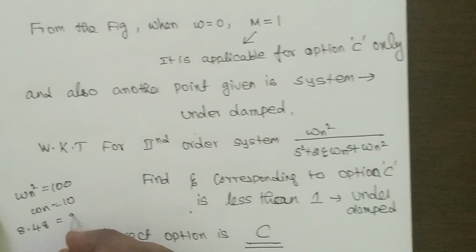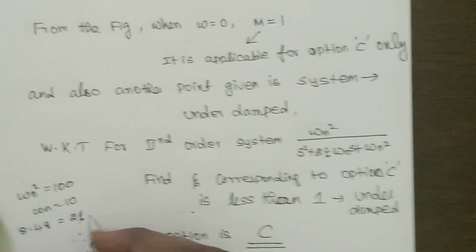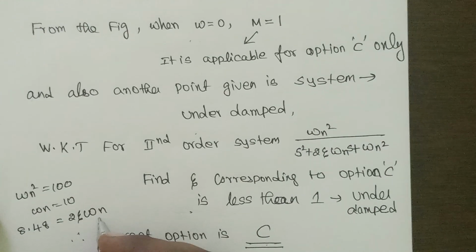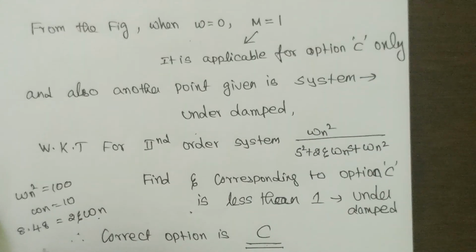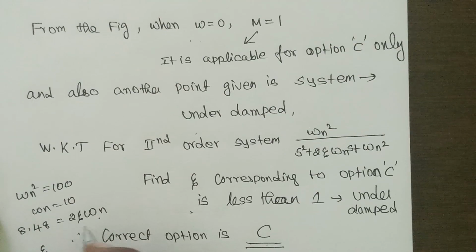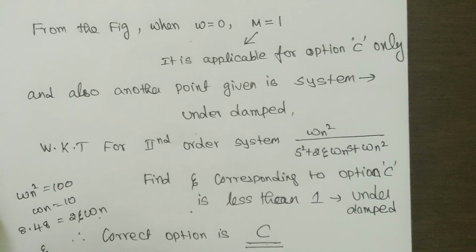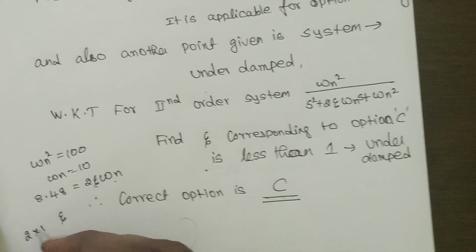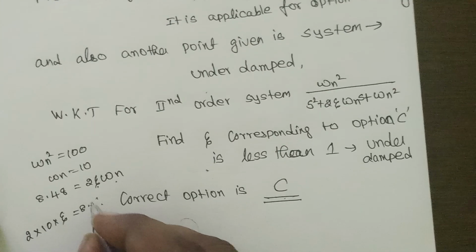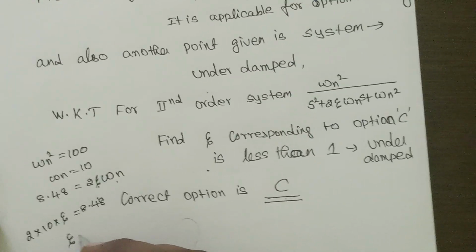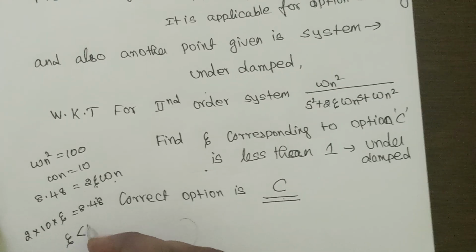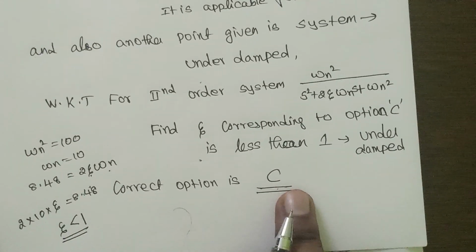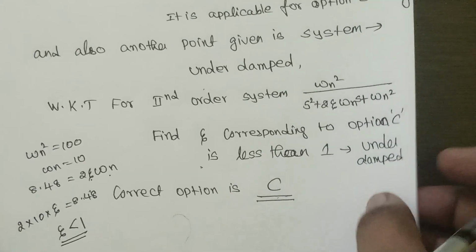And 8.48 is equal to 2 epsilon omega n. We already know omega n is 10, so substituting, 2 into epsilon into 10 is equal to 8.48. From this we find that epsilon is less than 1, so the system is underdamped. So option C is the final answer for this particular problem.